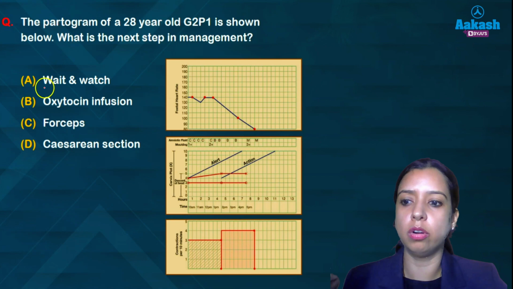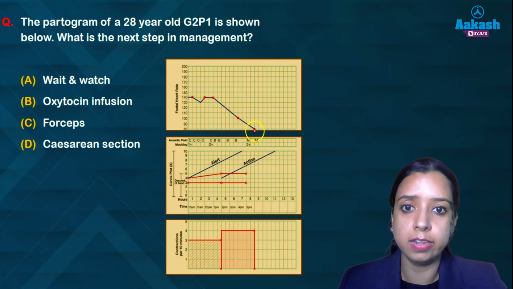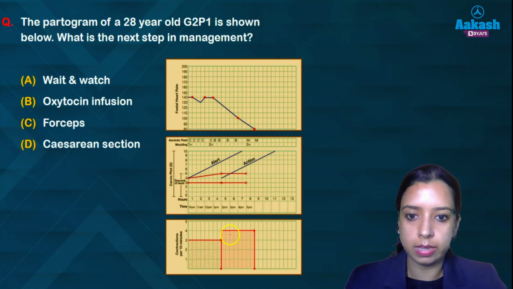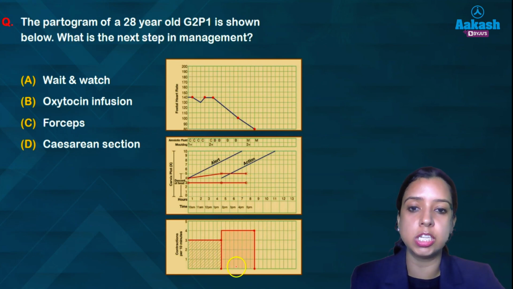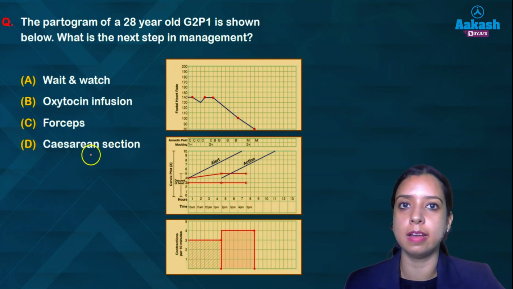Let's see some questions. A lot of questions have been asked on partogram. There was a partogram where you can see fetal heart is dropping significantly and your lines have crossed the alert and action lines. It means you have to take a step. Can you see the contractions? There are 1, 2, 3, 4. Four good contractions. Complete shading has been done. So oxytocin will not help. What will help? Forceps or cesarean.